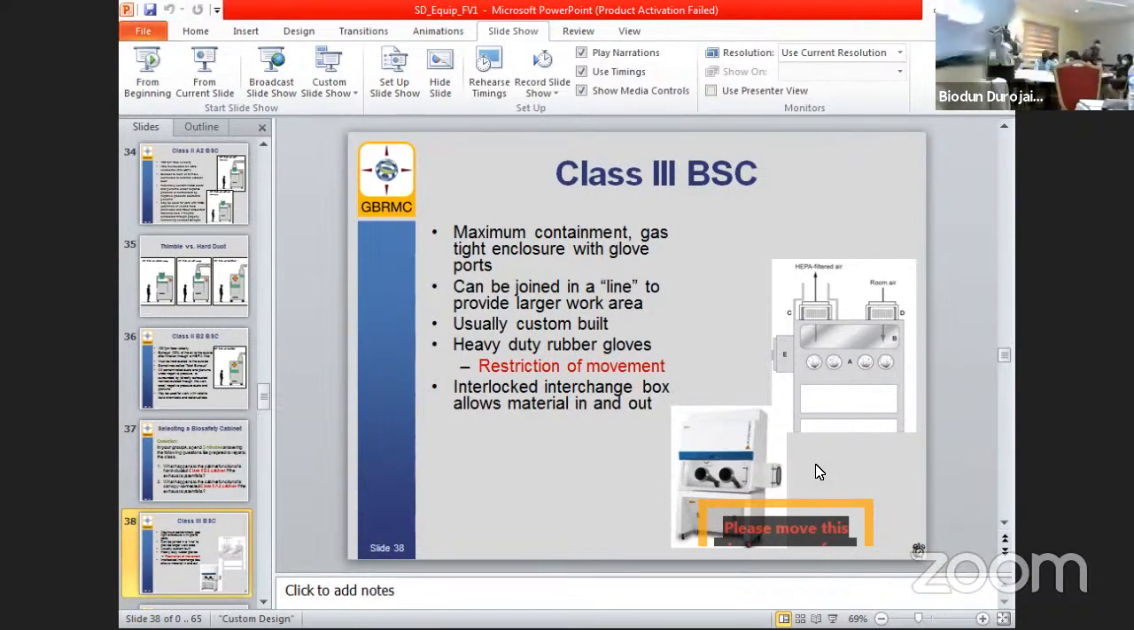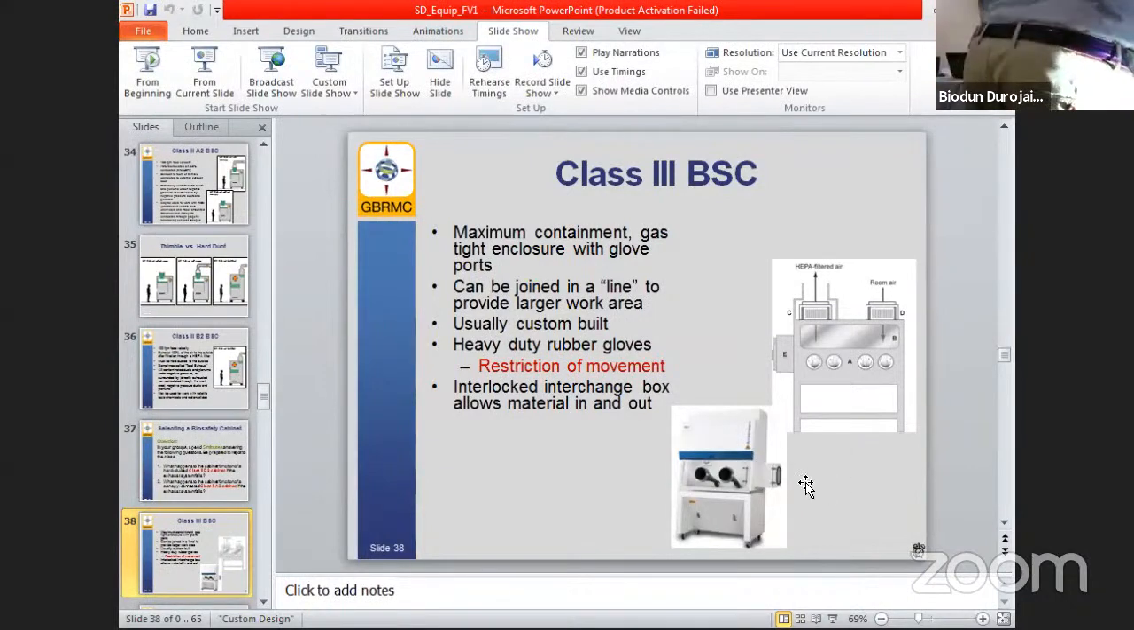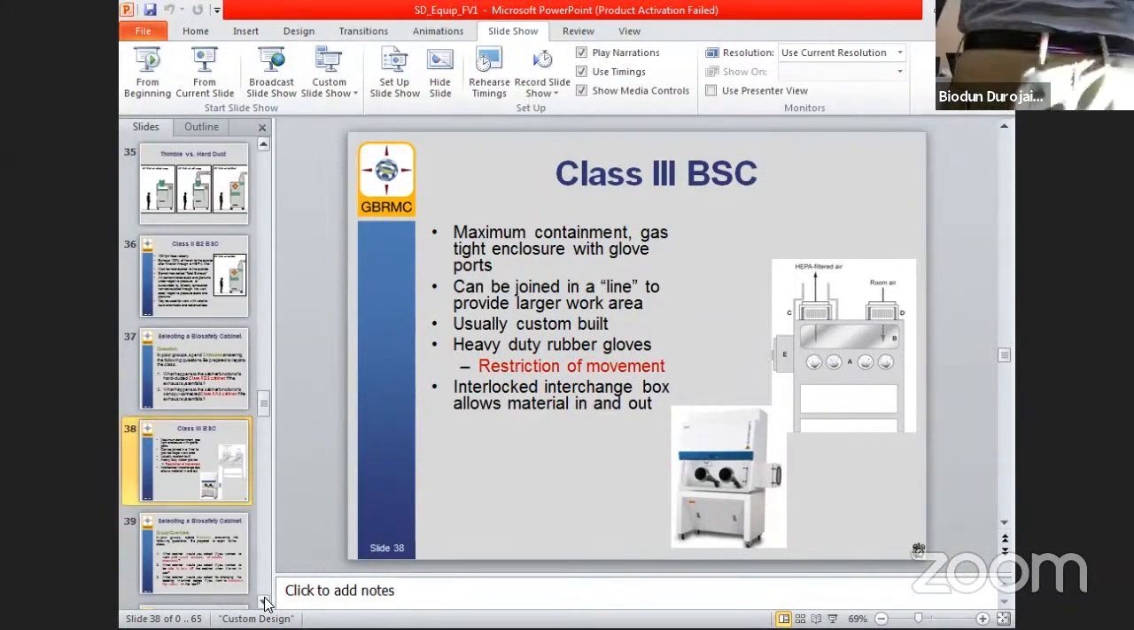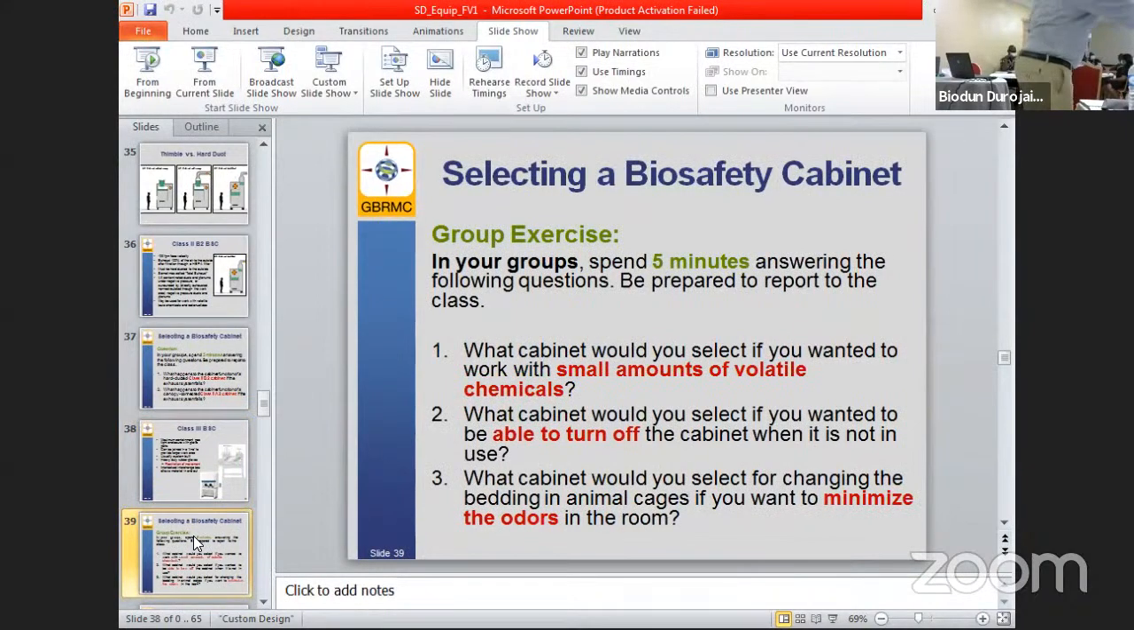So, the next one is, what cabinet would you select if you wanted to be able to turn off the cabinet when it is not in use? Table 1, 2, 3. Table 3.